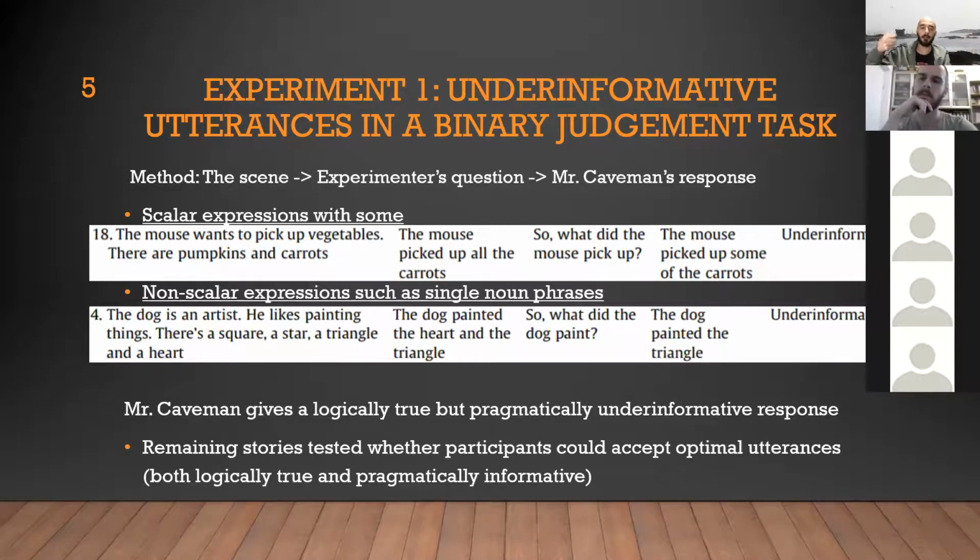In fact, if you use an "only", you can force the implicature in both cases. So you can say the mouse only picked up some of the carrots, meaning some but not all, and the dog only painted a triangle, meaning he didn't also paint the heart, right? So you see there is a nice parallel between these cases.